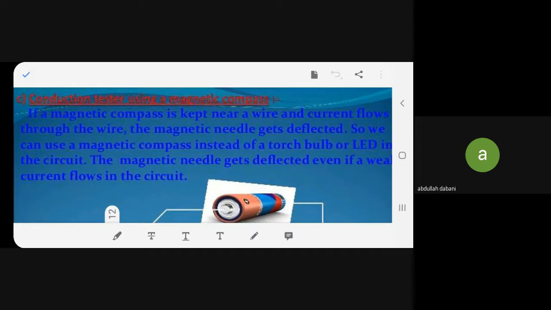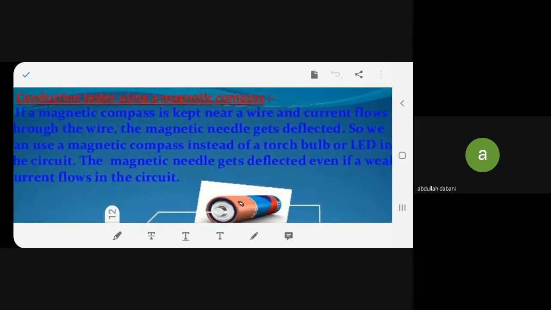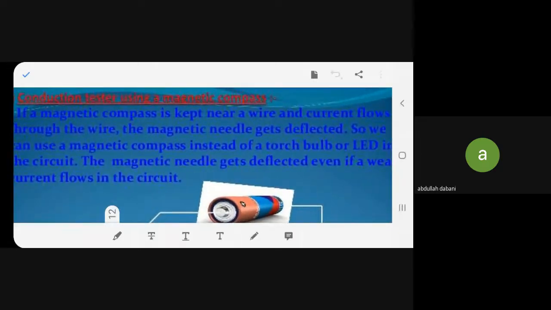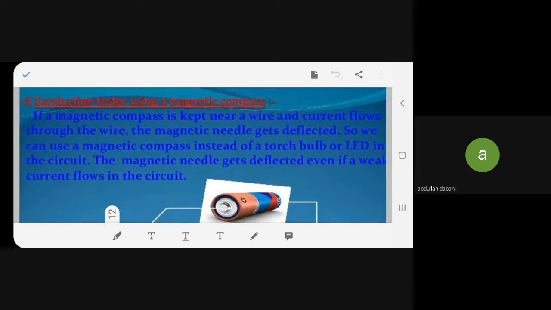The magnetic needle gets deflected even if a weak current flows in the circuit. Fine. Now, first we saw LED. That LED works with weak current.